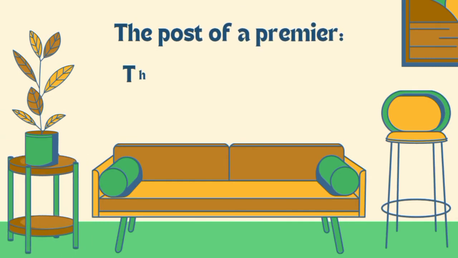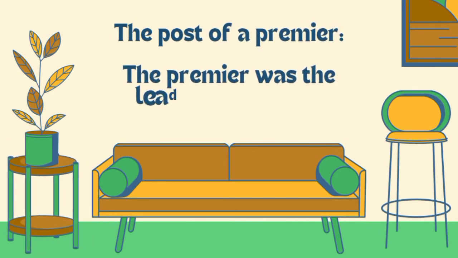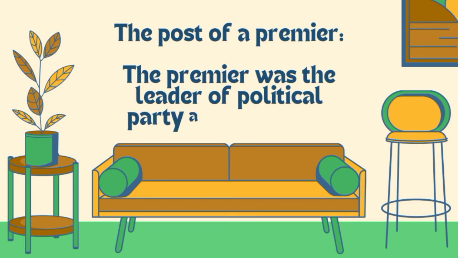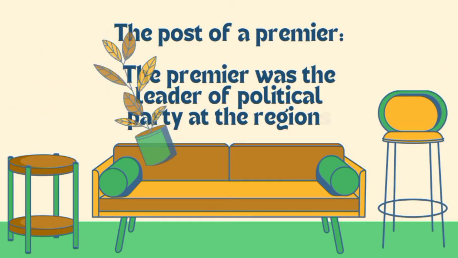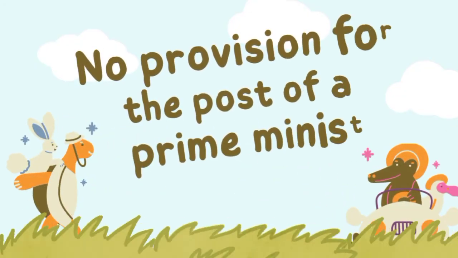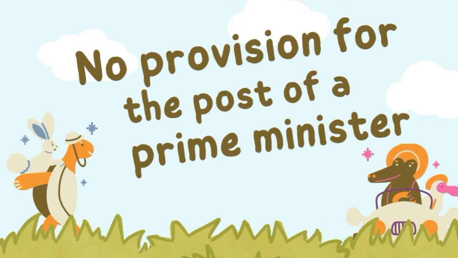Again, Lyttleton Constitution made provision for the post of a premier. The Constitution provided for the post of a premier as the leader of government in the regions. The leader of the political party with majority in regional assembly became the premier. For instance, Nnamdi Azikiwe was the premier of the East, Ahmadu Bello premier of the North, and Obafemi Awolowo was the premier of the West.